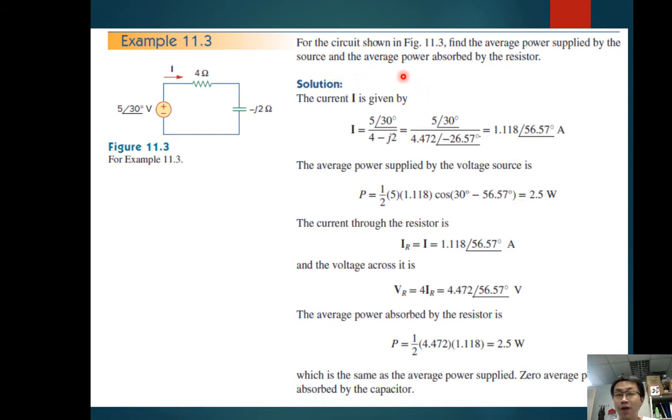And then I also need to find the average power absorbed by the resistor. Very easy. P equals half Vm Im. So I need to find the Vm across the resistor. V equals 4 times I. My I is 1.118 at 56.57 degrees. I get this one. So half times Vm 4.472 times Im 1.118, I have 2.5 watts.